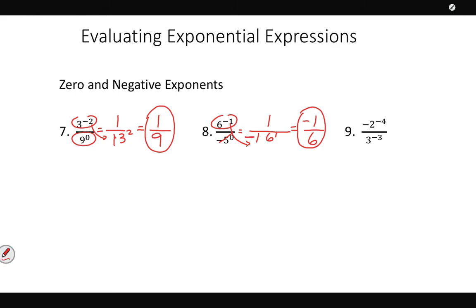And then the last one here, I have this negative exponent is in the denominator, so I have to move it to the numerator, make that 3 to the positive third. This has to move to the denominator, make that 2 to the positive fourth. And the negative just stays on top. So 3 to the third is 27, so that's going to be a negative 27. And then 2 to the fourth is 16. So my answer is a negative 27 over 16. All right?